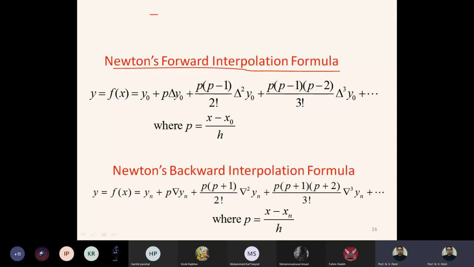In Newton forward, in the numerator there is p minus 1, p minus 2, and so on. In Newton backward, that value is p plus 1, p plus 2, p plus 3, and so on. The procedure is similar to apply our backward interpolation.